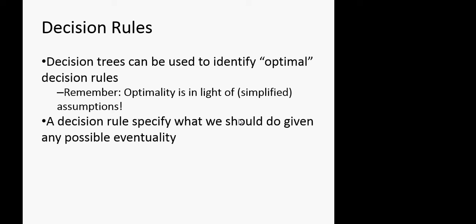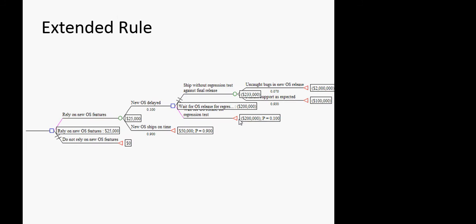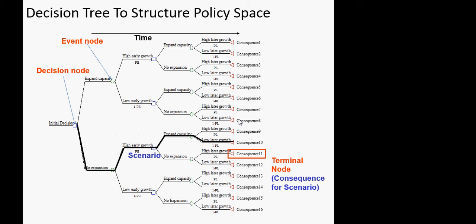So what is a decision rule? Well, basically a decision rule specifies what to do at any possible outcome, any possible eventuality. If this happens, you'll do this. If that happens, you'll do this other thing. And these decision rules in general are used to identify optimal decision rules through this backwards induction. Exactly this process we saw here. Okay? So let's talk about what this looks like.